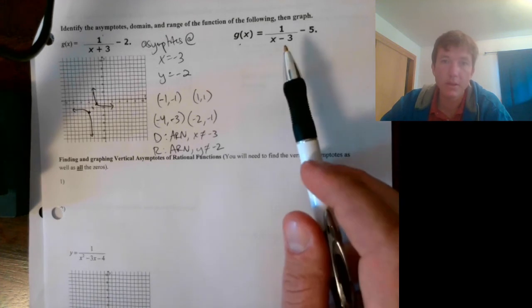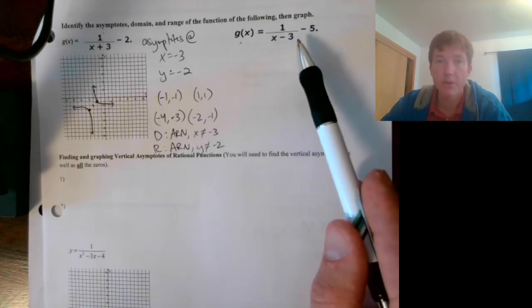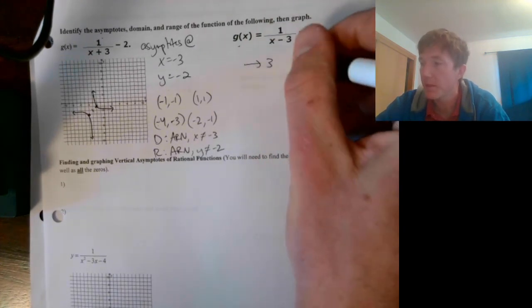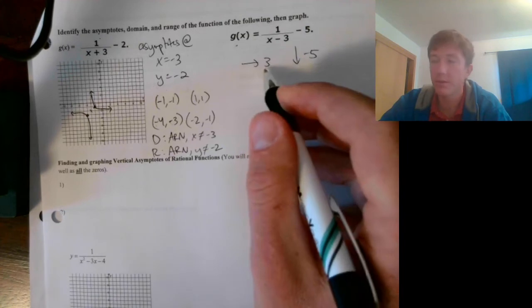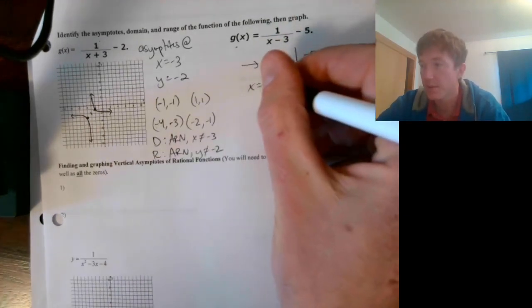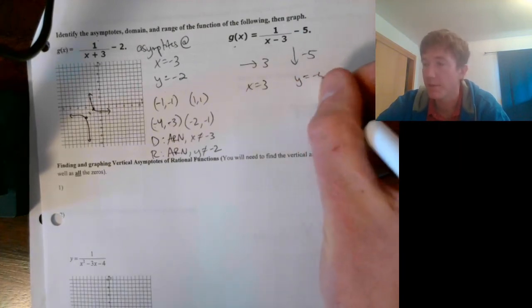Alright, so this one, looking at it real quick here, I'm not going to graph it. We're shifting to the right 3, and we're going down 5. So our new vertical asymptote is going to be at x equals 3. The new horizontal asymptote will be at y equals negative 5.